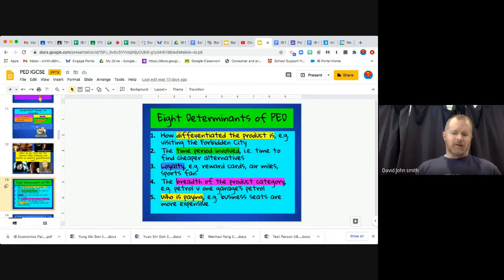The time period involved: if you had a lot of time to find cheaper alternatives, that in theory should make it more price elastic.